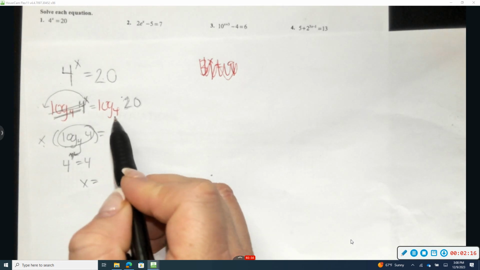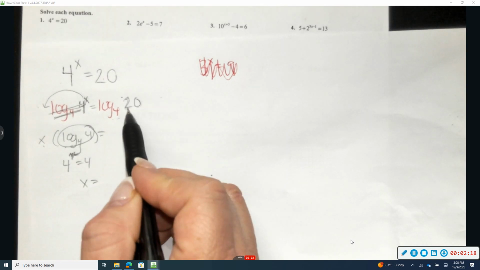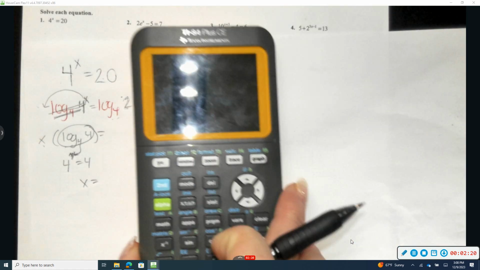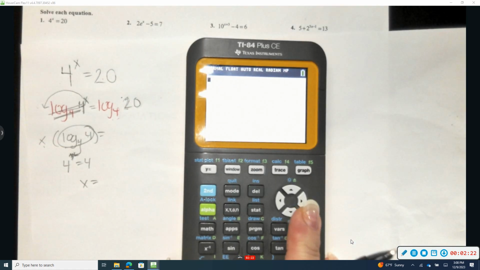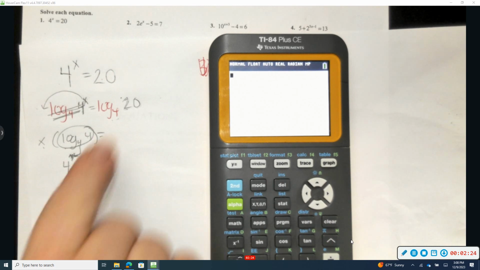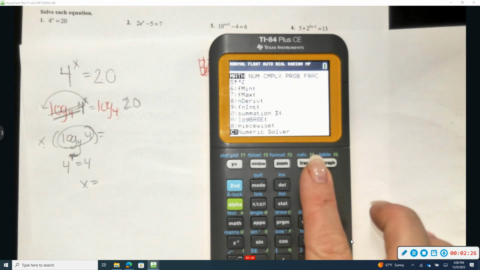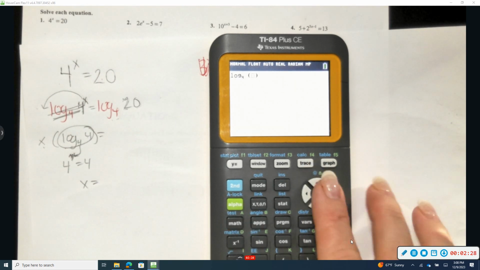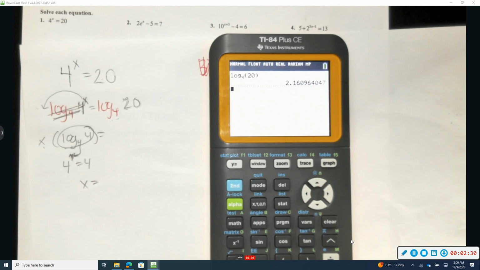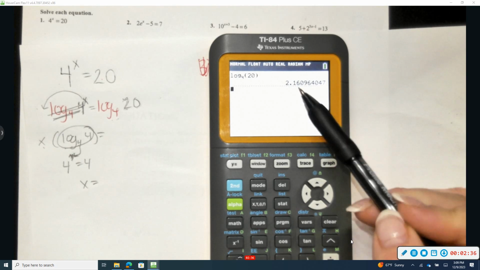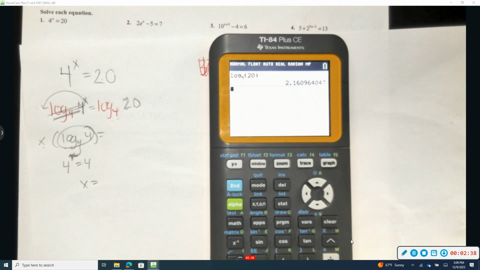Now I'm thinking over here to myself, can I do mental math? 4 raised to what equals 20? I don't know. So I grab a calculator. Let me clear it so everybody can see it. Since the base is not 10, I'm going to hit math and go up 3 times. Base is 4, number behind it is 20, and I get 2.12. We rounded that to the nearest thousandth, so it probably would be 2.121.